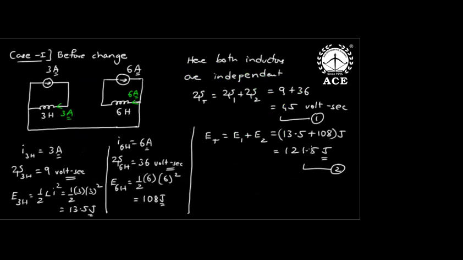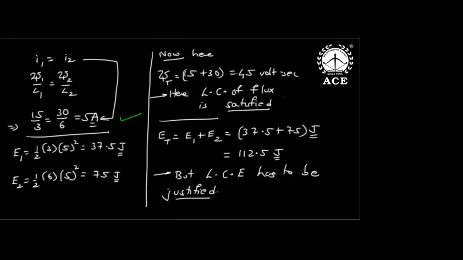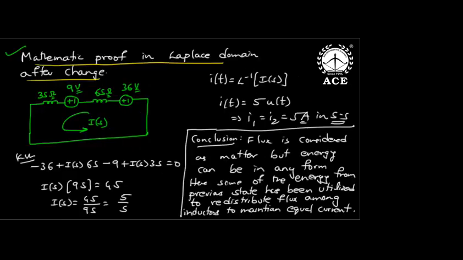See here, energy before how much is there? Energy before is 121.5 joules. Here energy after, you got 112.5 joules. That means 9 joules is missing now. Some part of the energy from the previous state has been utilized to redistribute the flux among the inductors to maintain constant equal currents. That's the meaning.